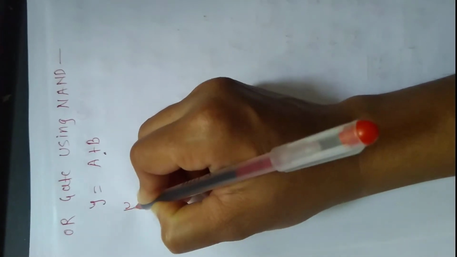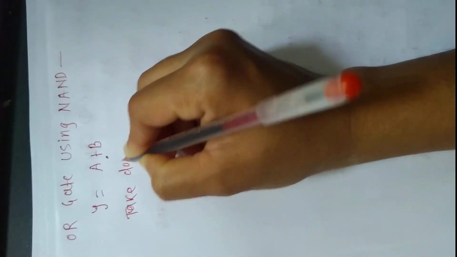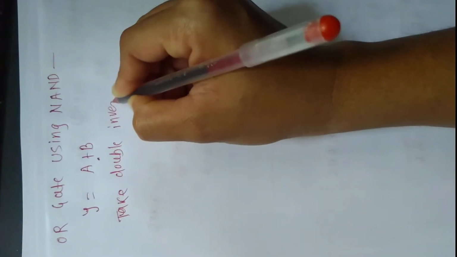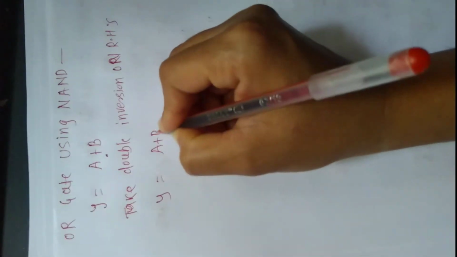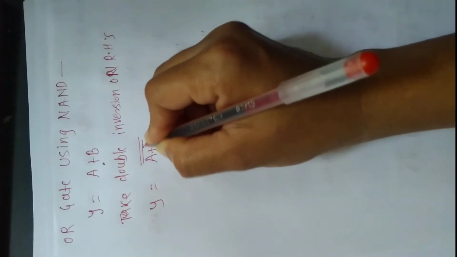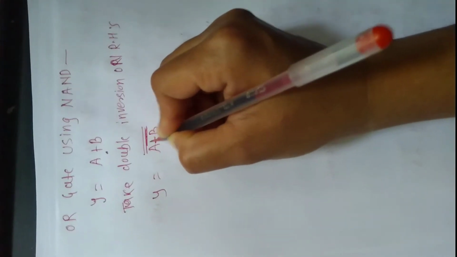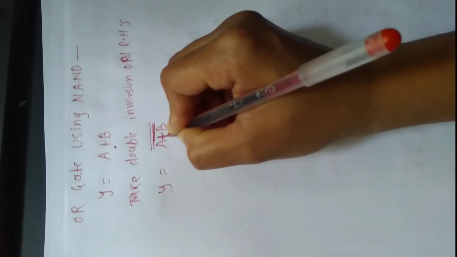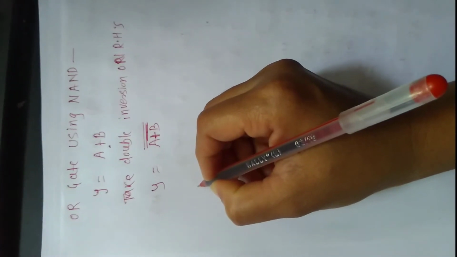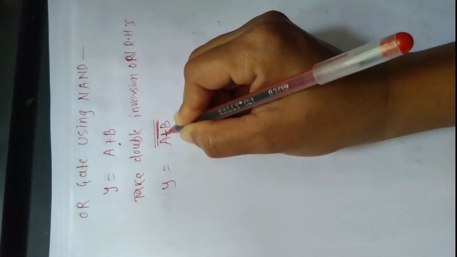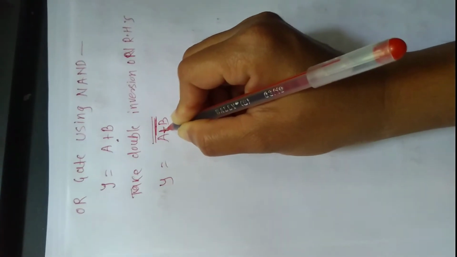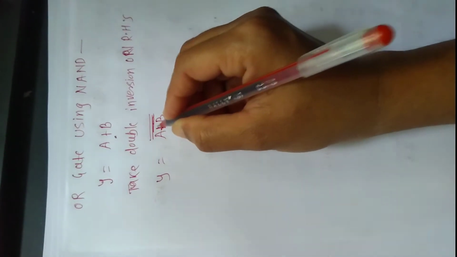So for this expression, take double inversion on the RHS side. So this expression is a plus b double bar. The plus sign is not represented in the form of NAND gate. The expression of NAND gate is y is equal to a into b complete bar, but here that term is represented as a plus sign.